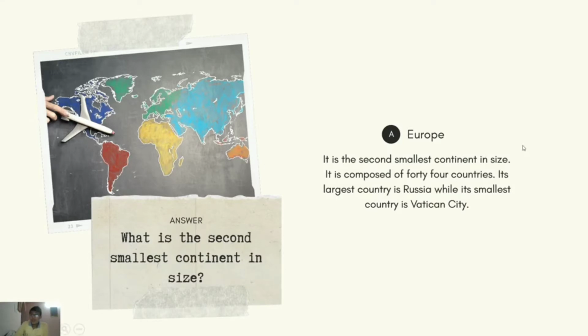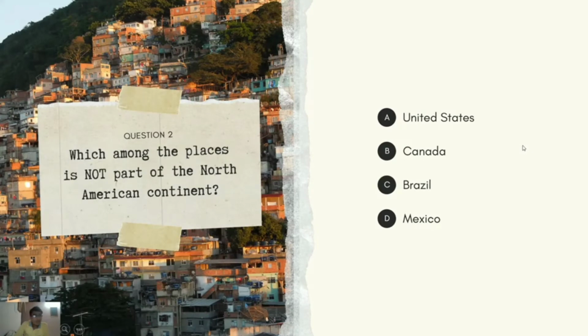Now let us head to the next question. Which among the places is not part of the North American continent? Four countries or places are mentioned, and we have to answer which one is not in the North American continent: US, that is United States, Canada, Brazil, and Mexico. Out of which place is not lying in the North American continent? Do you know?